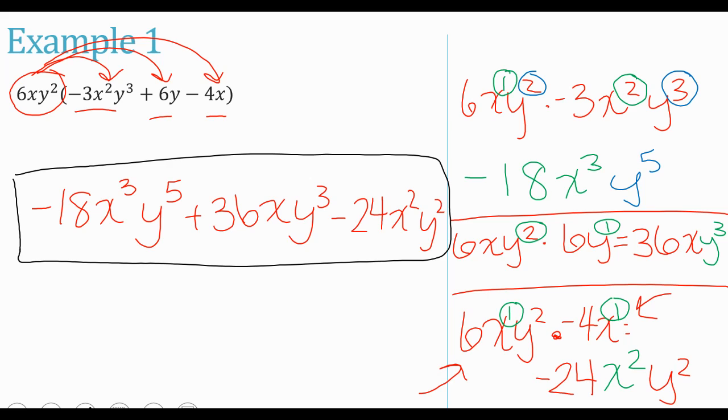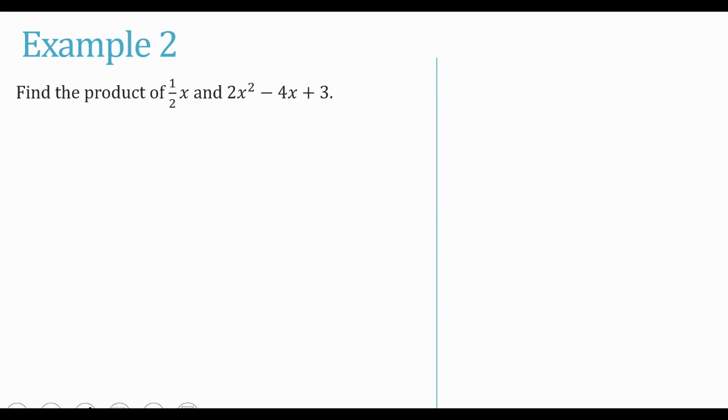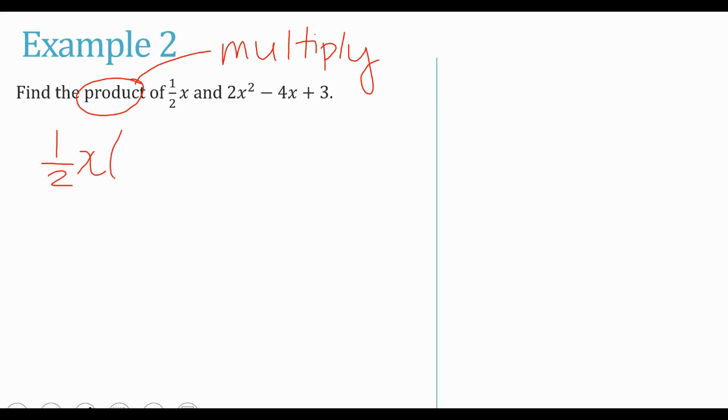All right, let's look at one more example. So here it says find the product of 1/2 x and 2x squared minus 4x plus 3. So I see a key word here, which is product. Whenever we see the word product, we know that that means to multiply. So what we need to do is multiply 1/2 x and 2x squared minus 4x plus 3.